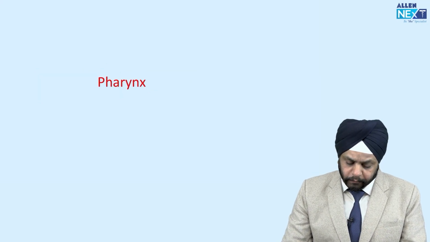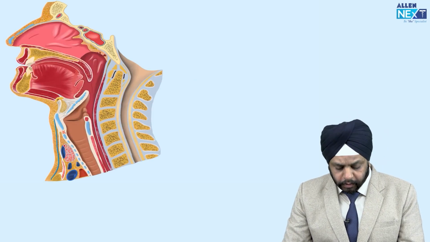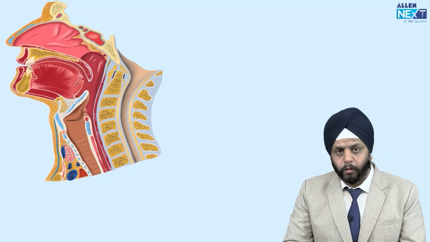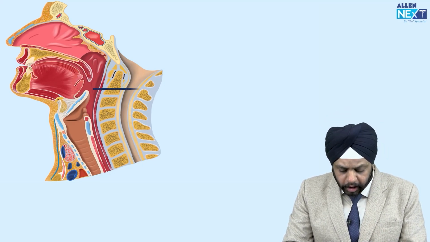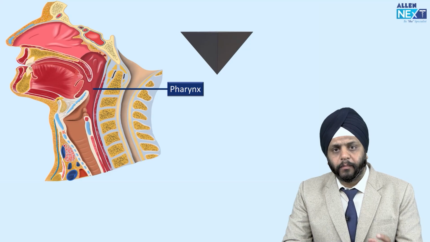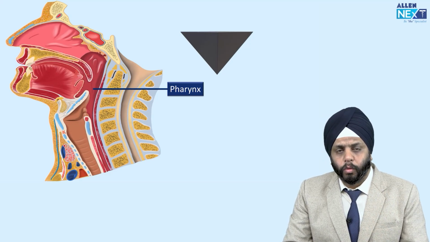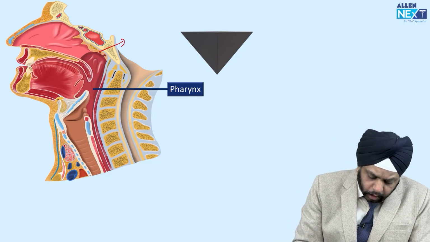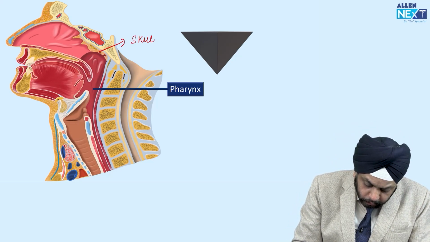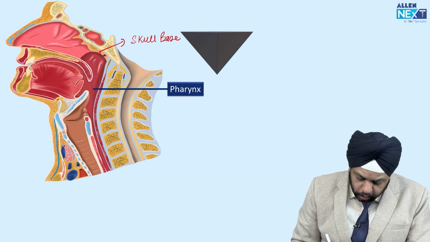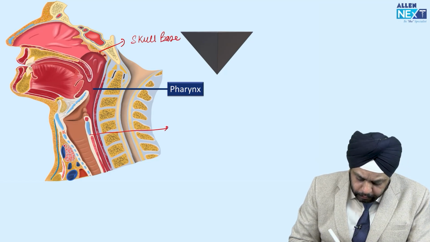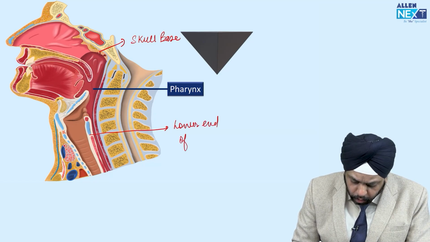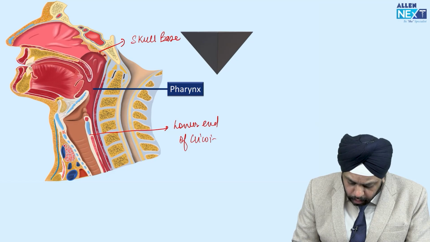Okay, so let us start with the first topic in the pharynx, that is, the clinical anatomy of pharyngeal wall. But before we go to that, let's look at this diagram. We're talking about the pharynx. Now the pharynx, it is an inverted cone shape, inverted pyramid. Okay, it starts, you see, from the skull base over here and goes down till over here, the lower end of cricoid cartilage.